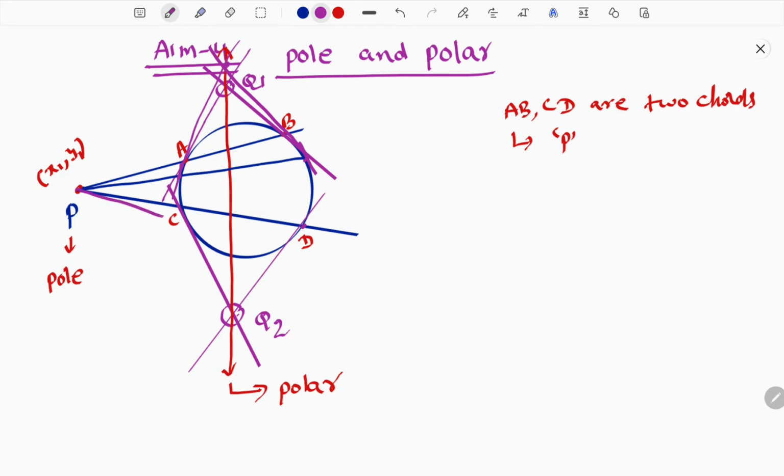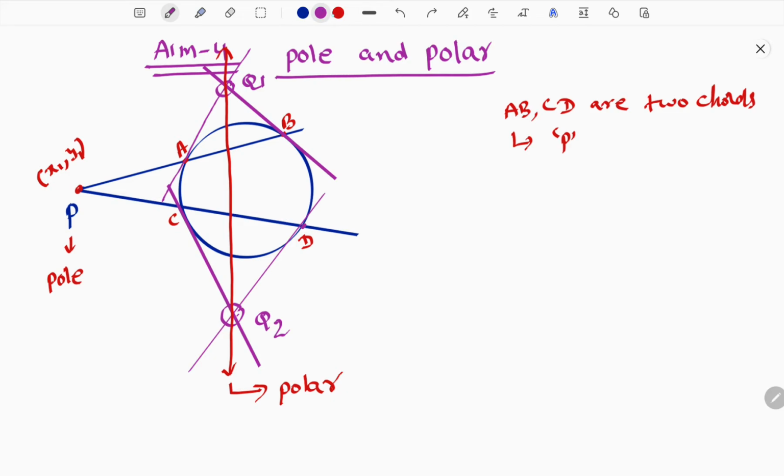Suppose here you can take another chord. Now here is one point, here is another point. Suppose at those points you can draw the tangents. The point of intersection of these tangents lies on the polar. I hope all have understood this one, pole and polar.